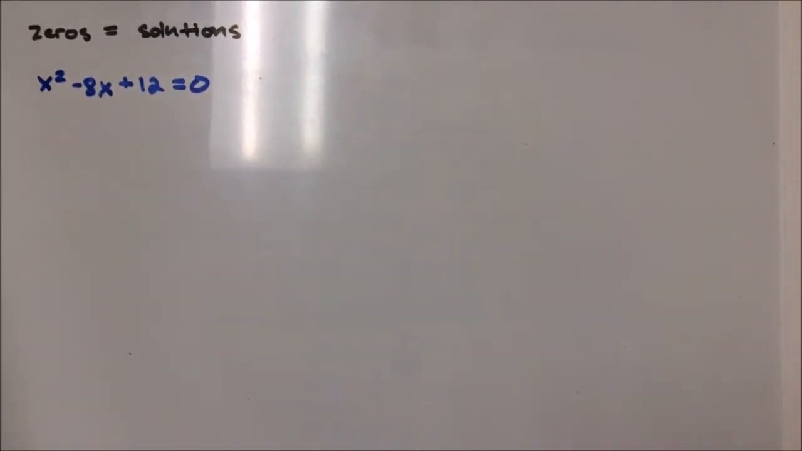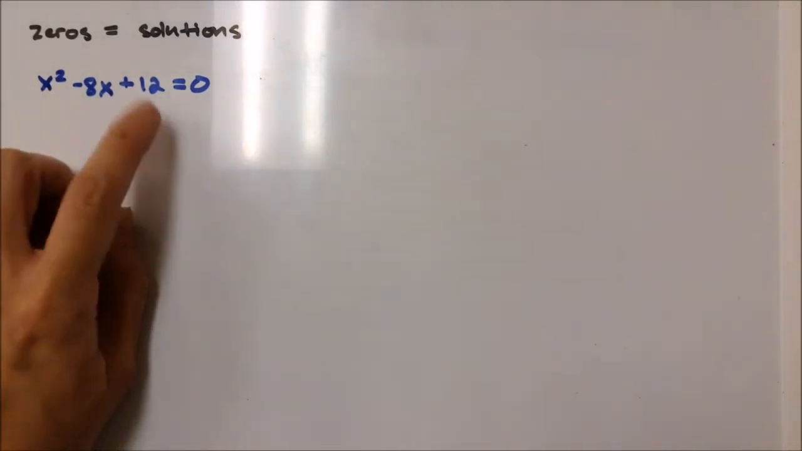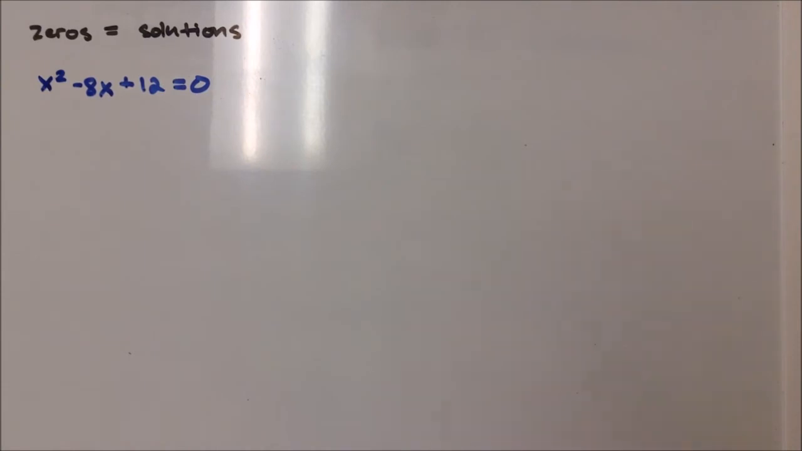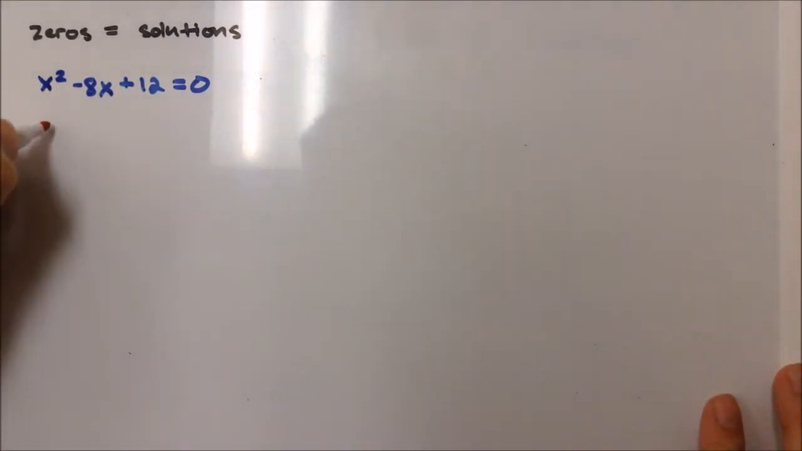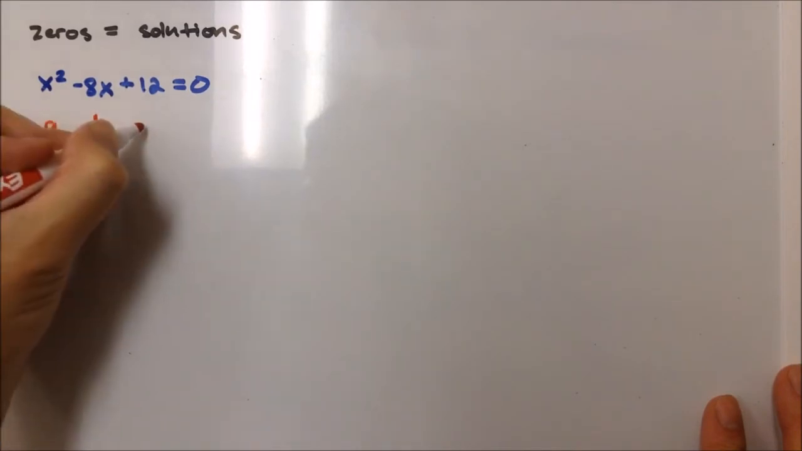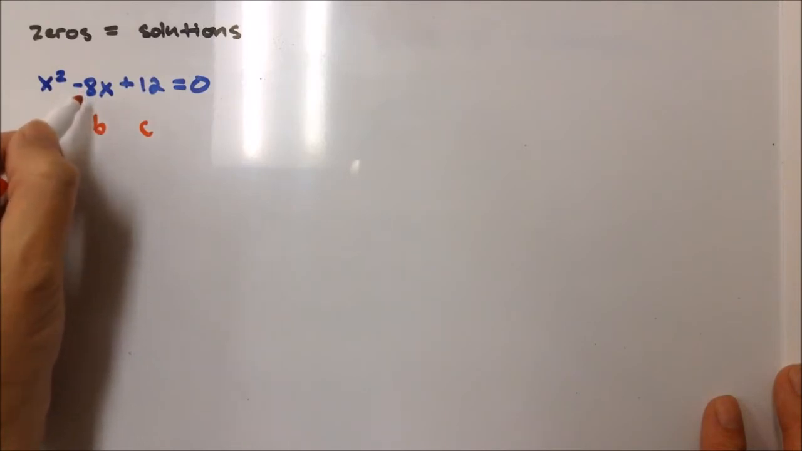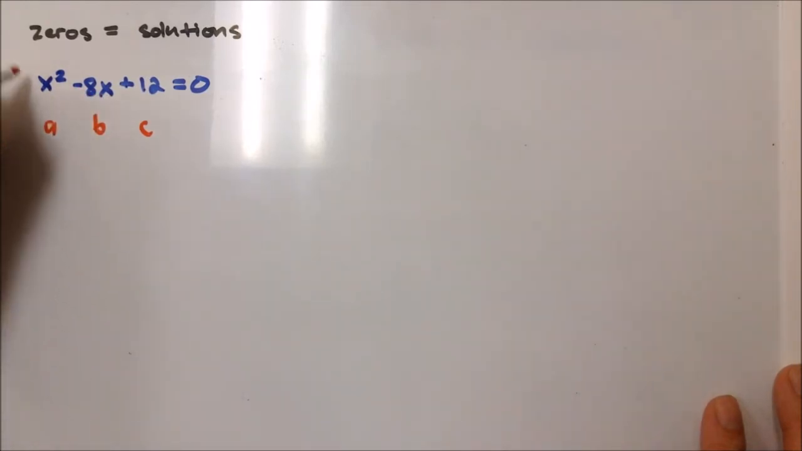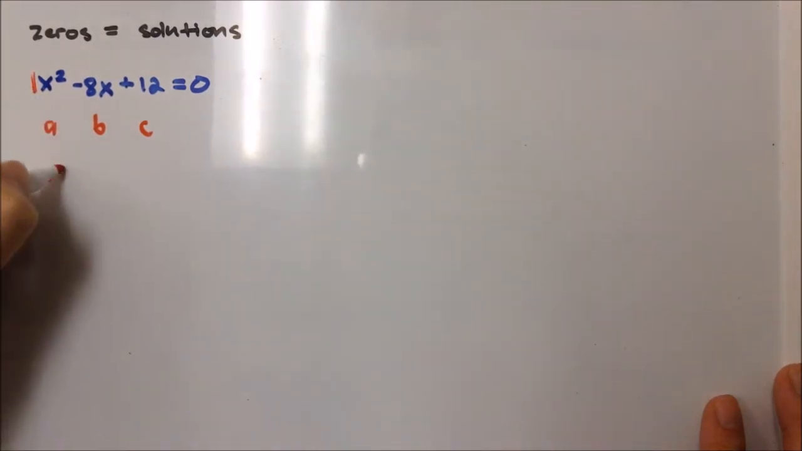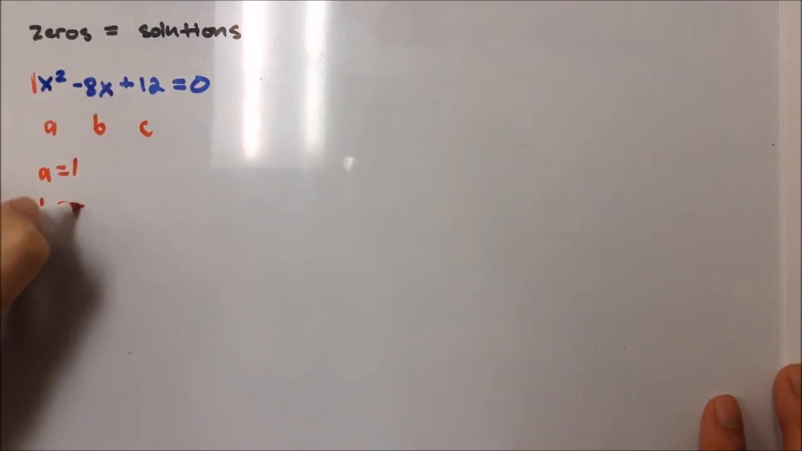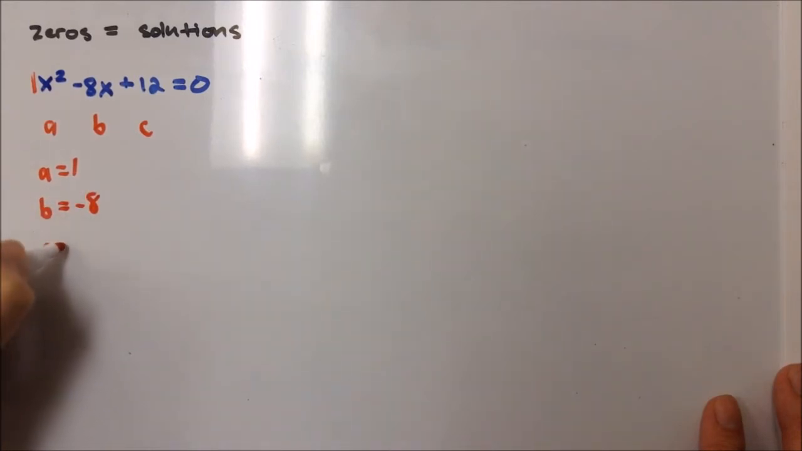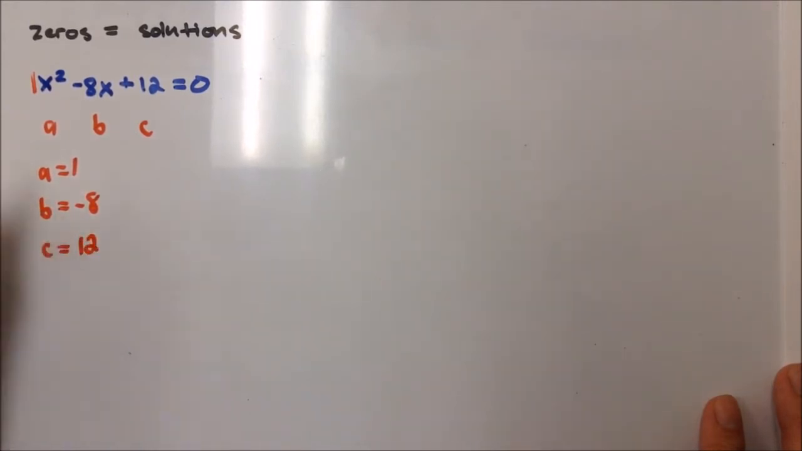Next is our second example. So we have the quadratic equation x squared minus 8x plus 12. So we're going to label our A, B, C. And again, A is just the coefficient in front of x squared. B is the coefficient in front of x. Since there's no visible number, it just means an invisible 1. So A equals 1. B equals negative 8 because of that minus 8. And C equals positive 12 because of that plus 12.